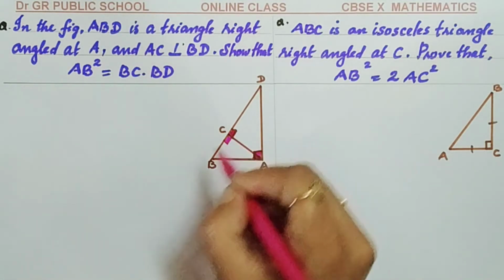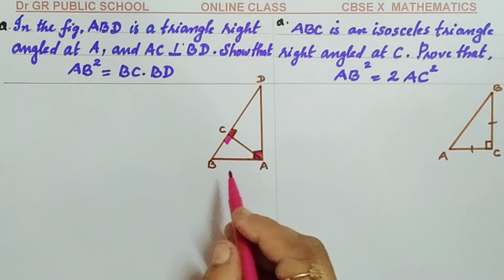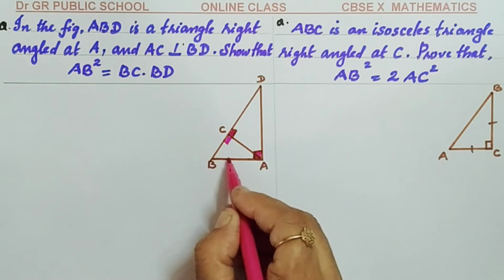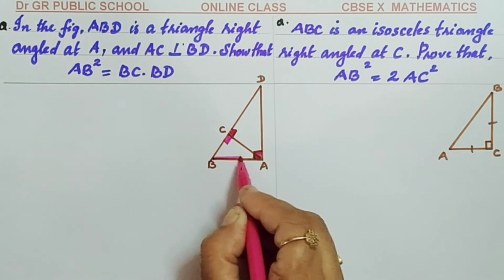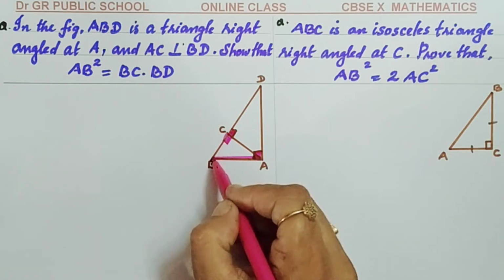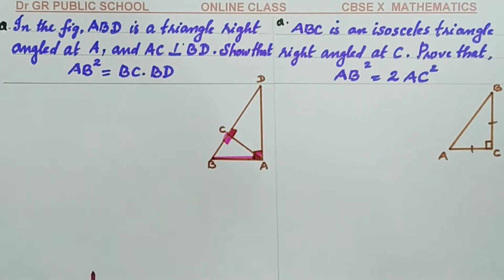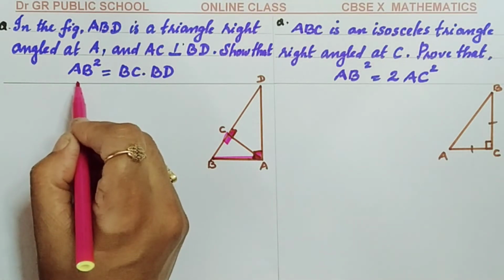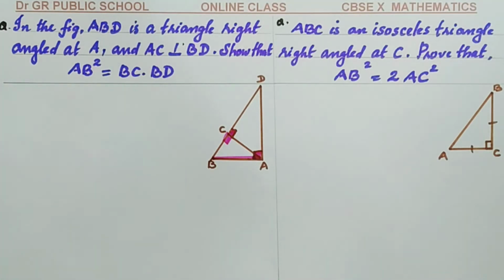These two will be 90 degrees. You need to prove that AB square equals BC into BD. Whenever you are asked a question in which the square of a side will come, either you need to apply Pythagoras theorem or you need to apply similarity of triangles.